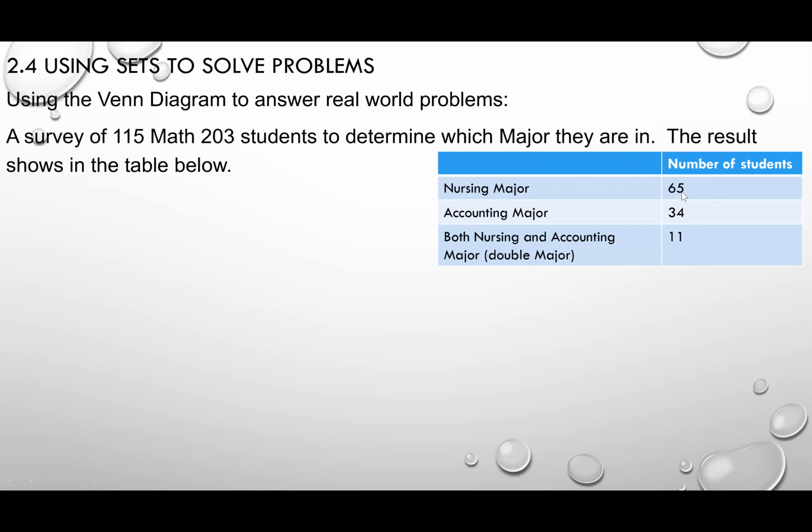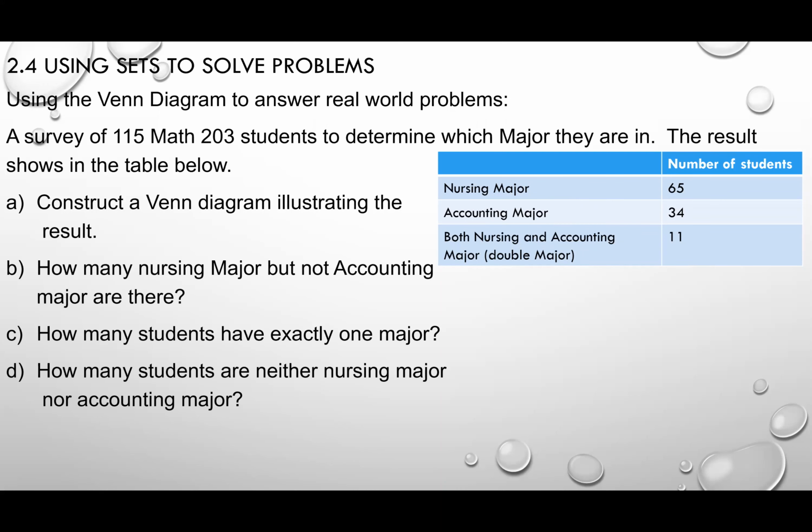There are 65 students who say that they are nursing major. There are 34 students who say that they are accounting major, and 11 of them say that they are double major. They are both nursing major and also accounting major. Everybody see that right here. This is what we have as the both item. So given this, they ask you, can you construct the Venn diagram to illustrate this result? And once you construct the Venn diagram, can you answer this question in terms of B, C, and D, right?